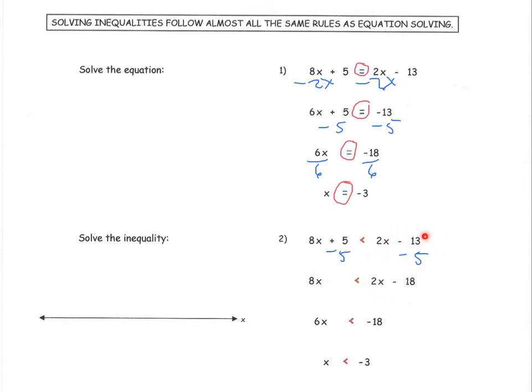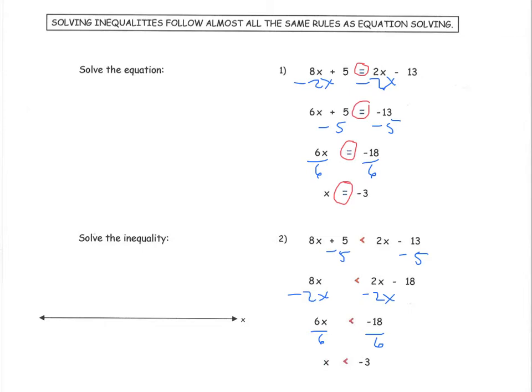Notice that subtraction does not change the inequality any more than subtraction changed the equation up here. The reason is because we subtracted the same amount on both sides, so what was smaller is still smaller. Now we're going to subtract the 2x, and again we end up with 6x is less than negative 18, and the inequality remains the same. That's because we subtracted the same amount from both sides. Finally, division by a positive number also keeps the inequality the same as it was.